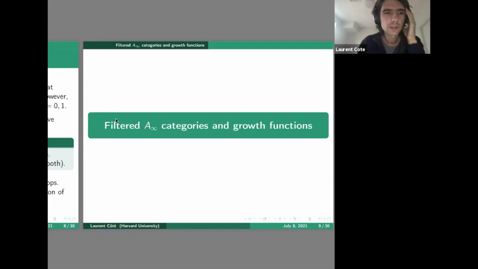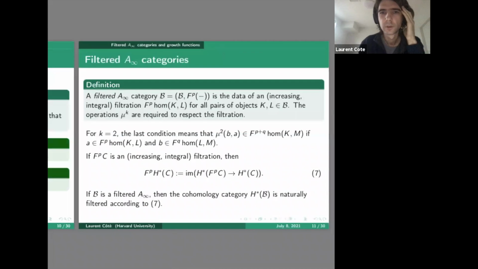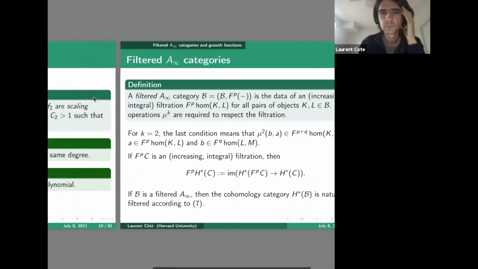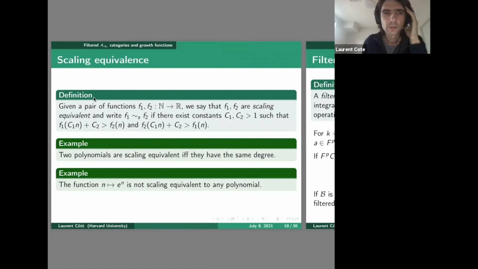Okay, so I want to move on then to talking about filtered infinity categories and their growth functions. So to begin with, a definition. Let's fix a pair of functions, f1 and f2, from the natural numbers to the real numbers. And we say that these two functions are scaling equivalent if they have the same asymptotics up to rescaling in the source. More precisely, if there exist constants C1 and C2 greater than 1, such that f1 of C1 n plus C2 is greater than f2 and vice versa.